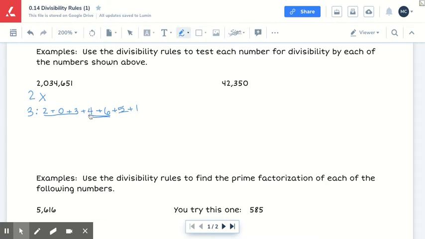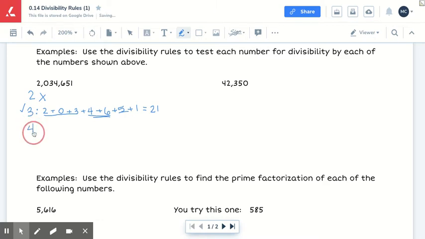So if I group things like this, then I could say that I've got 10 plus 10, which is 20, plus 1 is 21. And so 21 is divisible by 3, so therefore this number, 2,034,651, is divisible by 3 also.